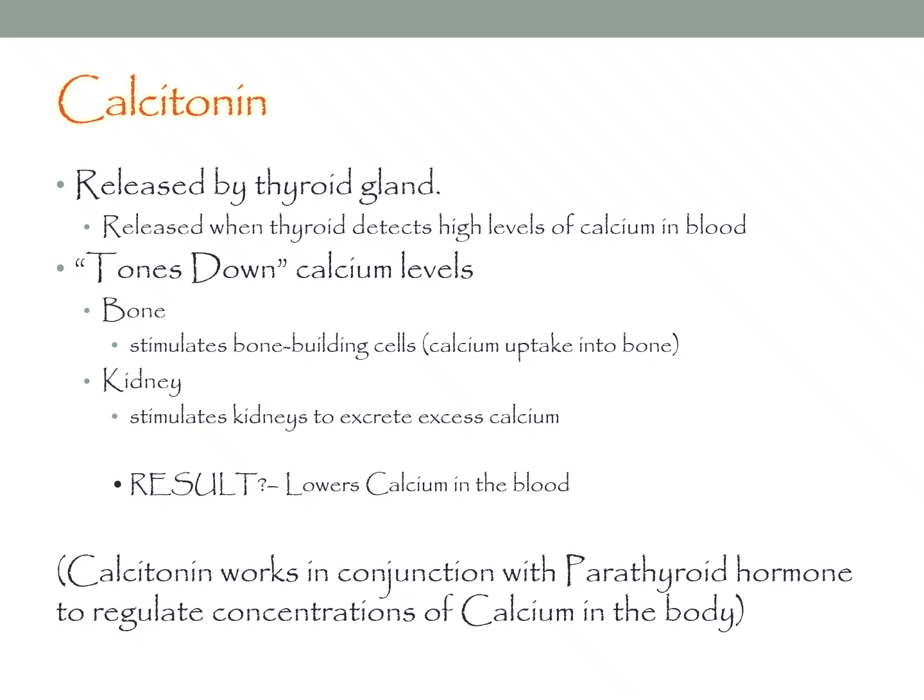Calcitonin is the second hormone that the thyroid creates and secretes. The goal of calcitonin is to lower the amount of calcium in the blood. When the amount of calcium in the blood becomes too high, it triggers the thyroid to release calcitonin. Calcitonin lowers the calcium levels in the blood, and it does that by stimulating the bones to resorb calcium and stimulating the kidneys to excrete extra calcium. You'll see in a moment how calcitonin works in conjunction with the parathyroid hormone to regulate concentrations of calcium.